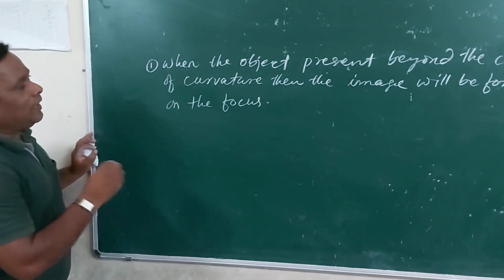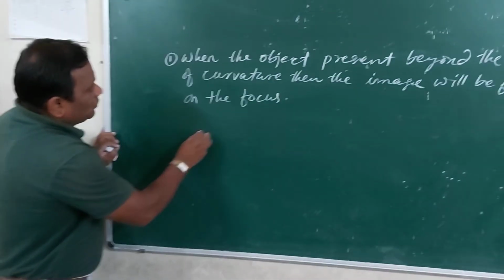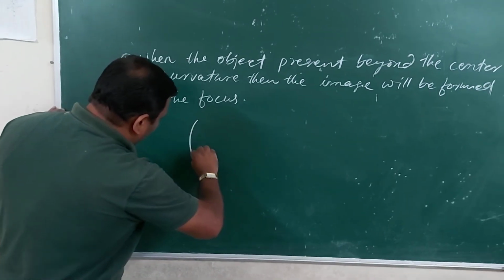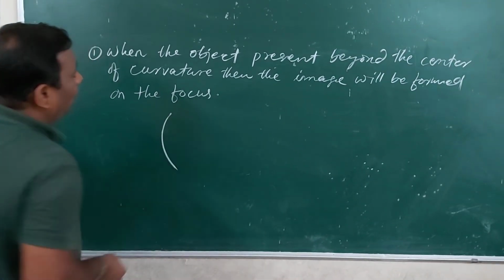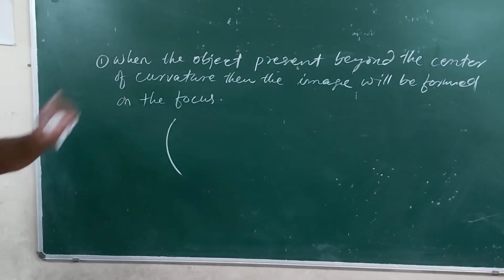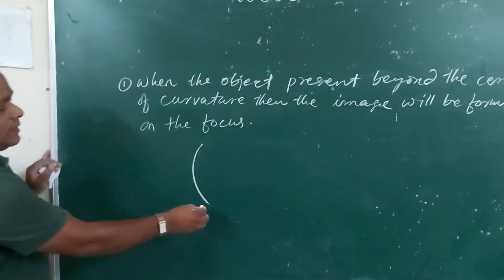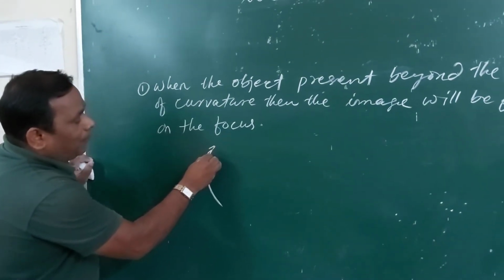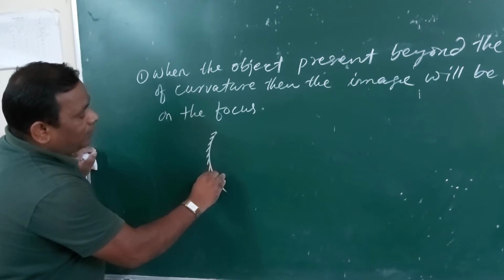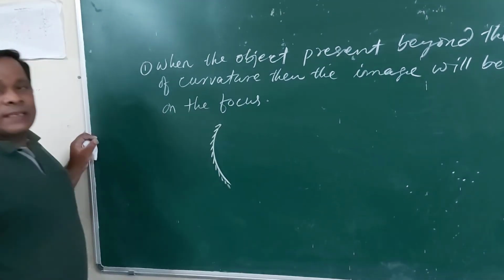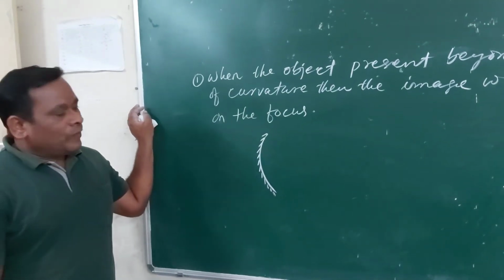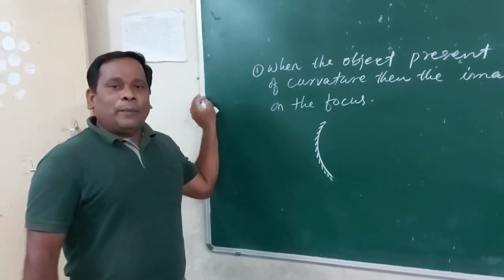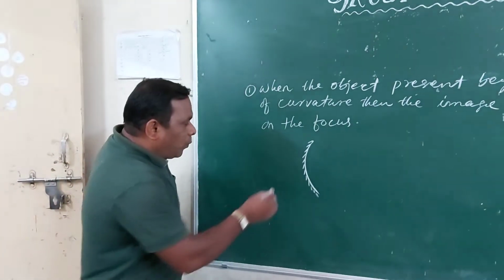Right students, let us see now. So this is the concave mirror, right? With the help of the ray diagram you can understand this point, right? So this is the concave mirror. The back of the concave mirror is called the silvered surface, right? And the center of the concave mirror is called the pole, right?